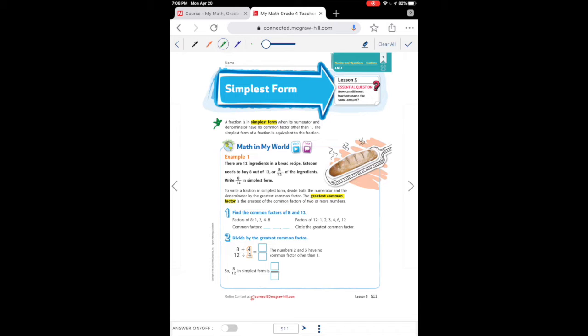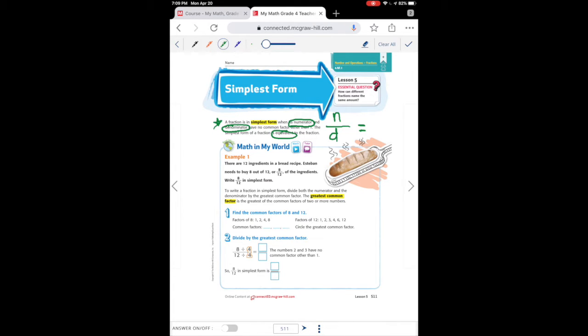Let's do a quick vocab review. There are a couple words that we need to talk about. Numerator, denominator, and equivalent. Remember, our numerator is on top. It is the number of pieces that are colored in or the number of pieces we have. Our denominator is on the bottom, and it's how many pieces there are total. Equivalent means equal to. Equivalent and equal mean the same thing.